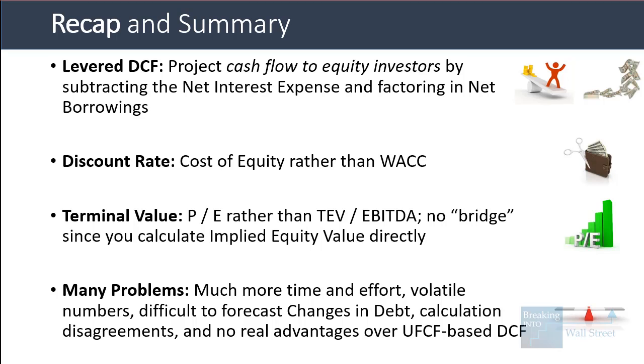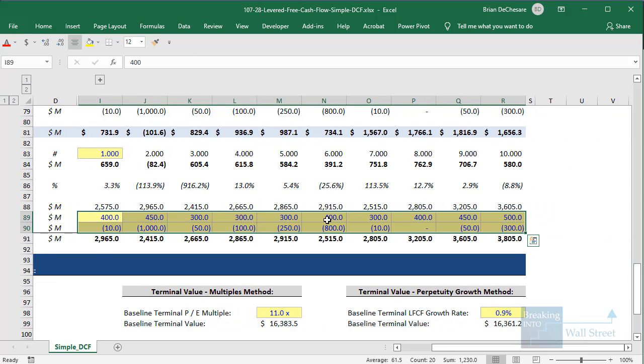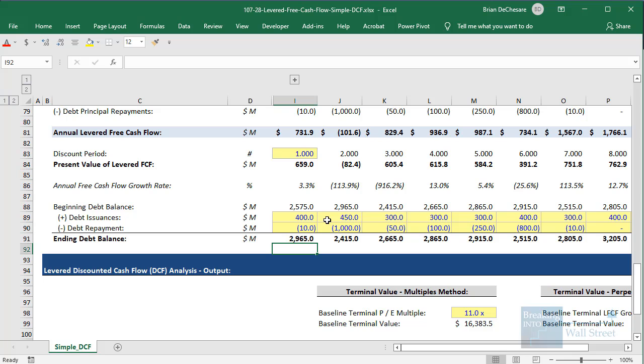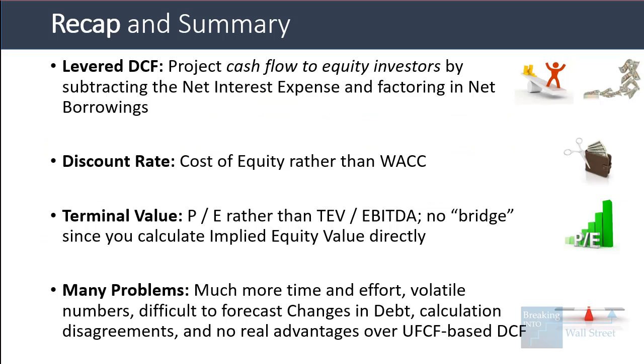There are many problems with a levered DCF. It takes more time and effort. You get volatile numbers. It's difficult and time consuming to forecast changes in debt. In our analysis, we did it here based on an assumed schedule for debt maturities for the company and a desire to stay within a reasonable debt to total capital percentage range. But in real life, it's often very difficult to forecast this accurately. And the bottom line is that a levered DCF offers no real advantages over an unlevered free cash flow based DCF. It's useful in some very, very specialized and rare situations in real life, but in 99% of cases when you're valuing real companies, you are much better off using the standard unlevered discounted cash flow analysis.